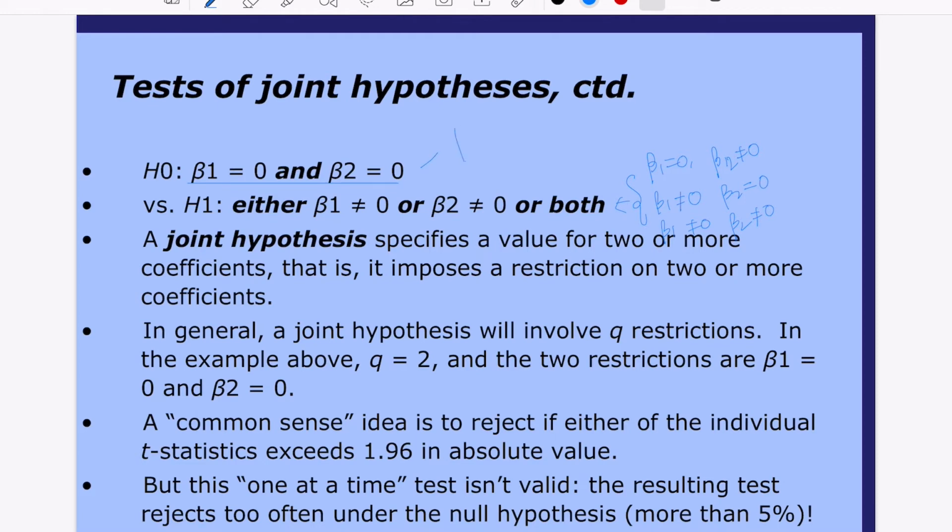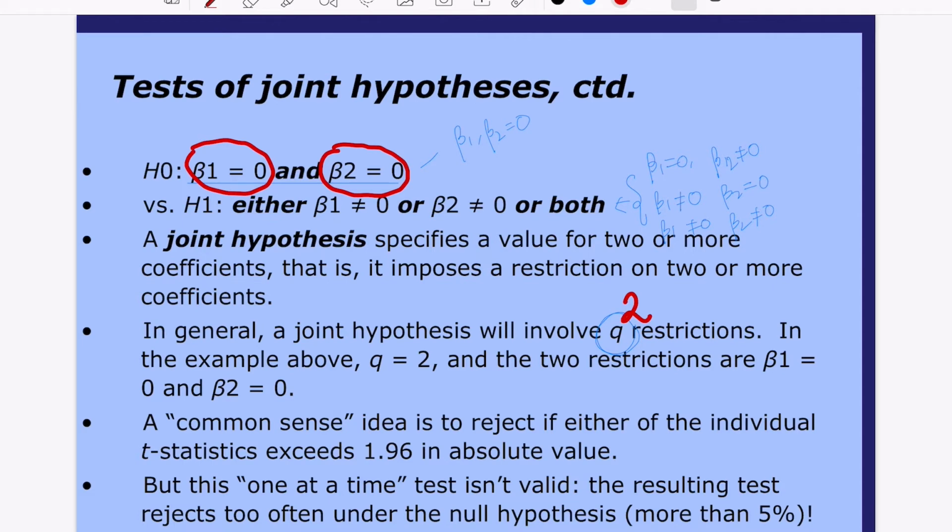The null holds only when beta 1 and beta 2 are at the same time 0, right? So a joint hypothesis specifies a value for 2 or more coefficients, that is, it imposes a restriction on 2 or more coefficients. So in general, a joint hypothesis will involve 2 restrictions. So how many restrictions do we have in here? We see one value is restricted and the second value is also restricted, right? So we see 2 restrictions in this case, right?